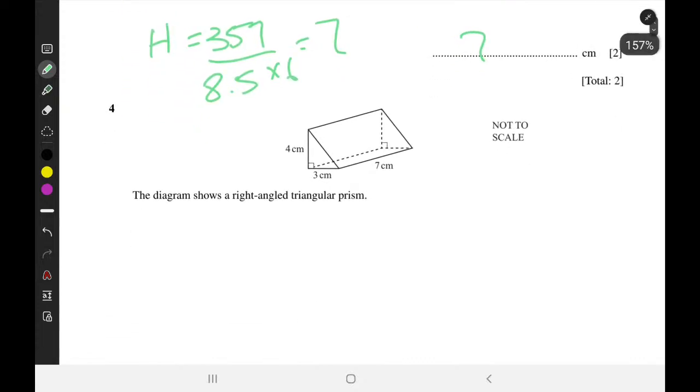The next question is that the diagram shows a right angled triangular prism.